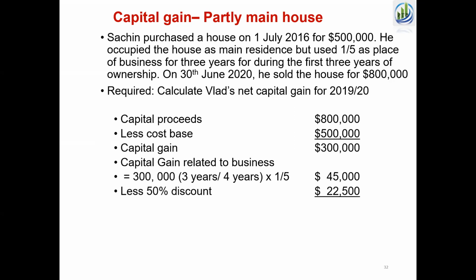Sachin is assumed to be a resident for tax purposes. So the 50% discount applies, and 22,500 is the net capital gain, right? So what exactly did we learn from here? If you rent out a property partly, you are going to calculate the capital gain on that part.